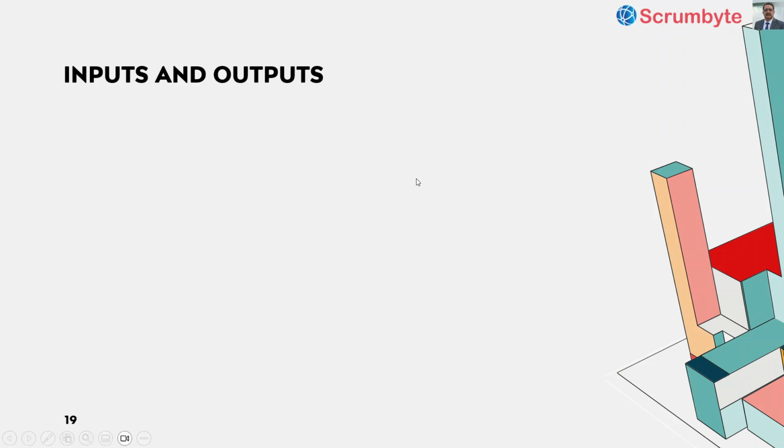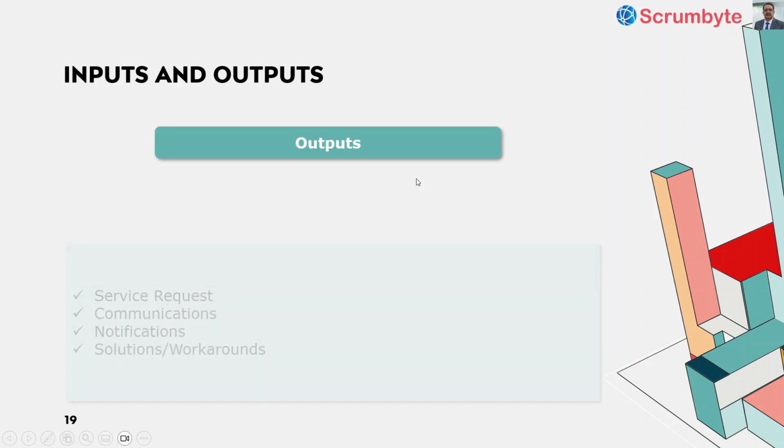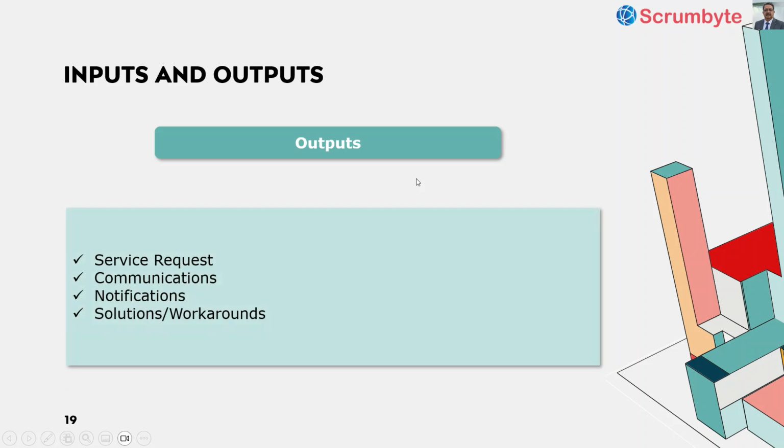And what are the outputs? The outputs become service requests. Oh, okay, hey, this particular incident requires fixing this code. So that becomes a service request to the software development team.